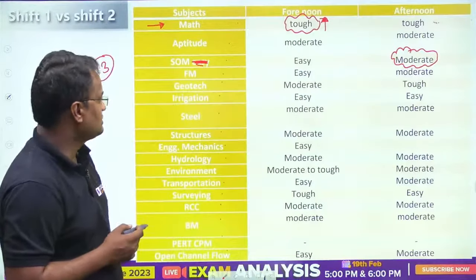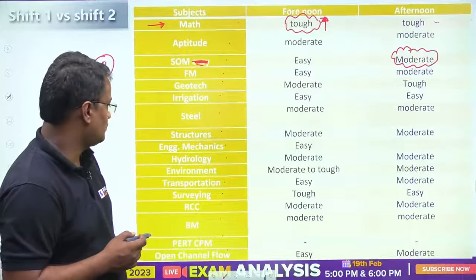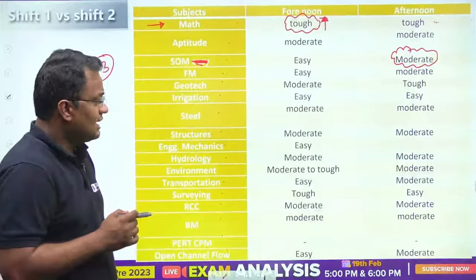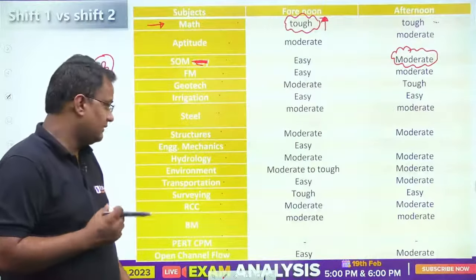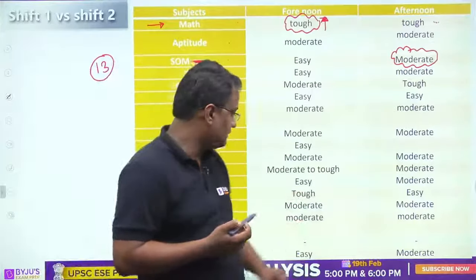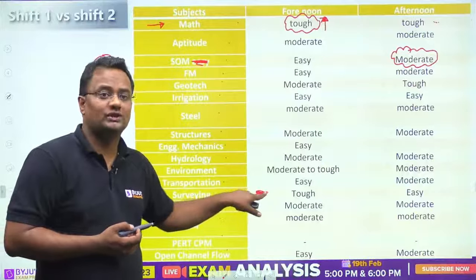Irrigation was easy, steel was moderate, structure was moderate, engineering mechanics was easy, and one question on a T-beam was asked here. Hydrology was moderate. Environment, shift 1 a bit tougher, and transportation, due to one question, shift 2 is tougher. Surveying, guys, here the pixel question was not something the students were used to.